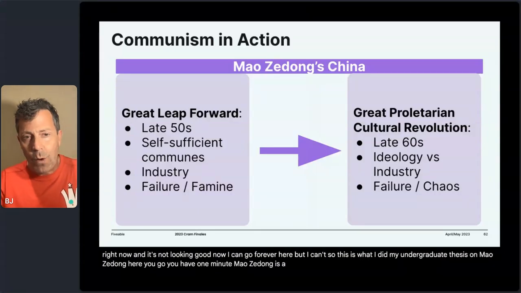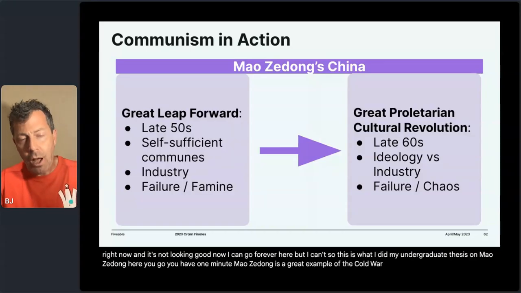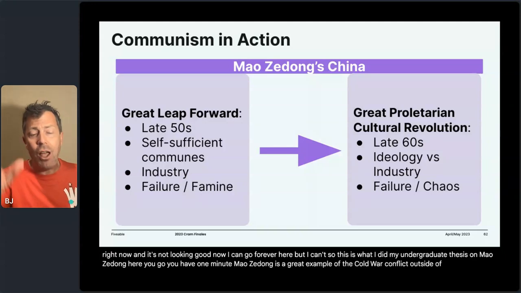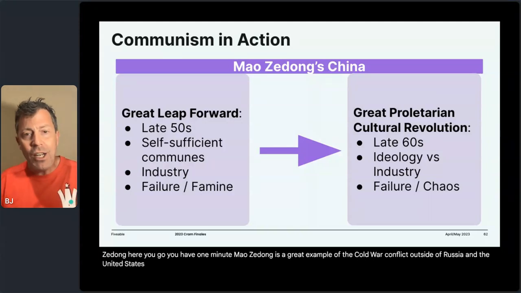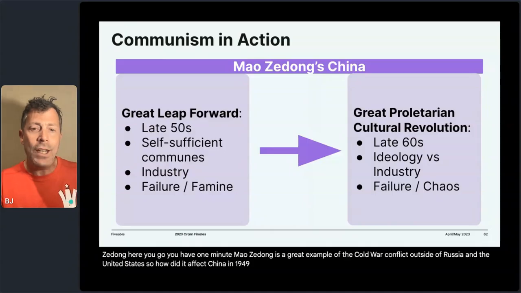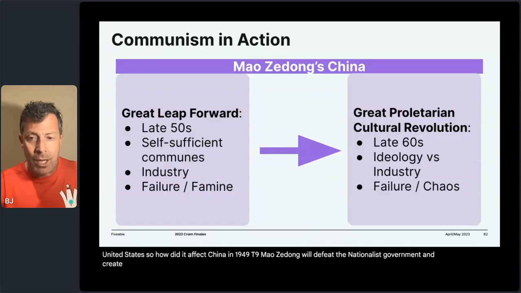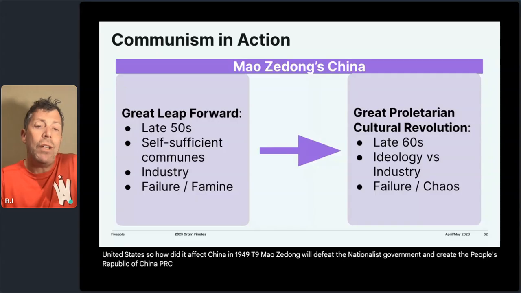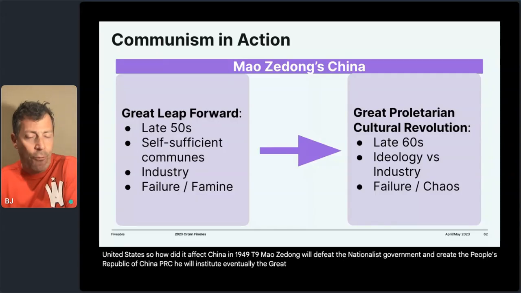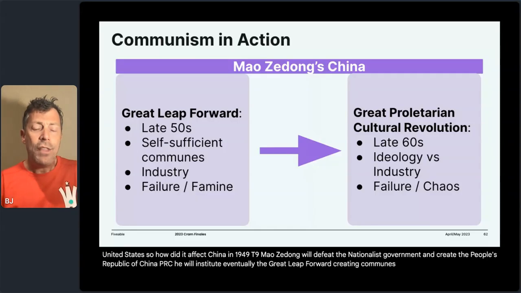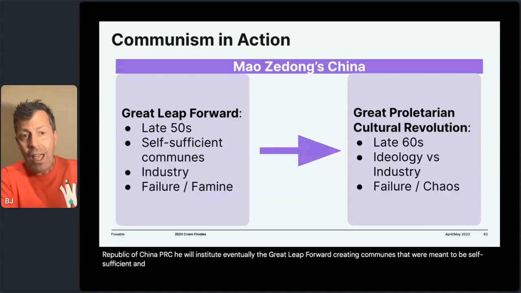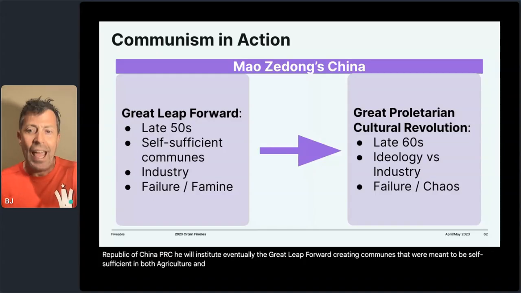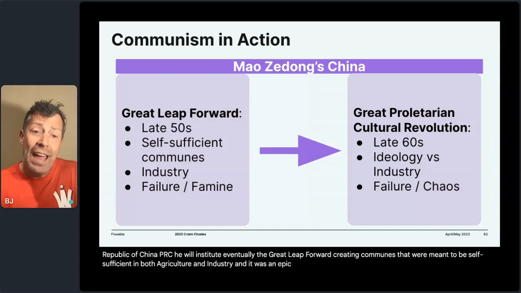Mao Zedong is a great example of the Cold War conflict outside of Russia and the United States. So how did it affect China? In 1949, Mao Zedong will defeat the nationalist government and create the People's Republic of China, PRC. He will institute eventually the Great Leap Forward, creating communes that were meant to be self-sufficient in both agriculture and industry. And it was an epic failure.